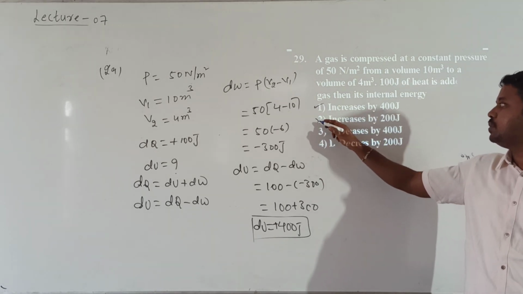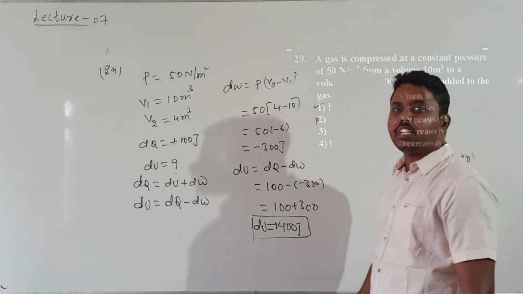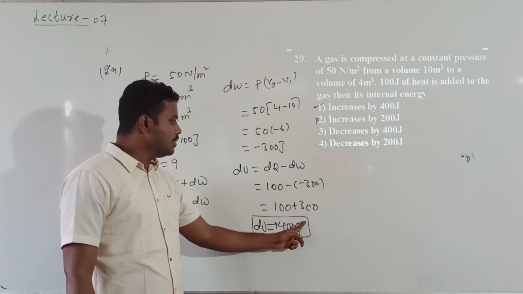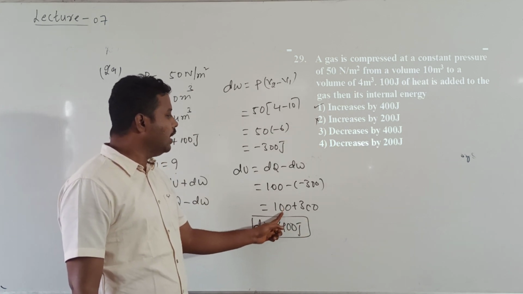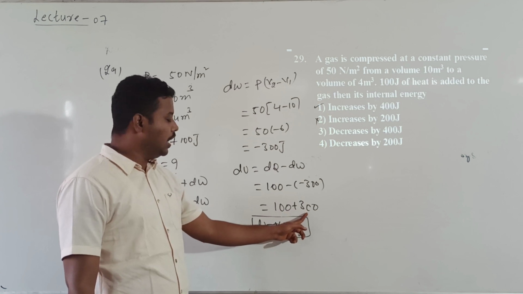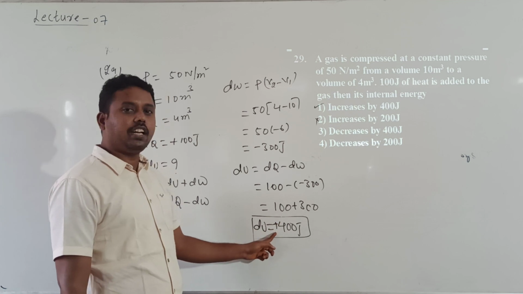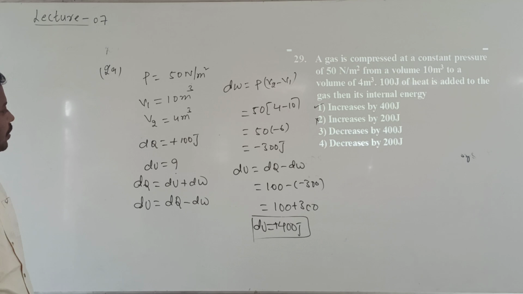I think they gave the second option: increases by 200 joules. Once you check, if I want to get 200 joules, I need to subtract. If I subtract, then what will I get? Subtraction means I need to take 100 minus 300, and we get the answer of 200. But 200 that I will get is minus 200. Correct? We followed the sign convention, everything correct only.